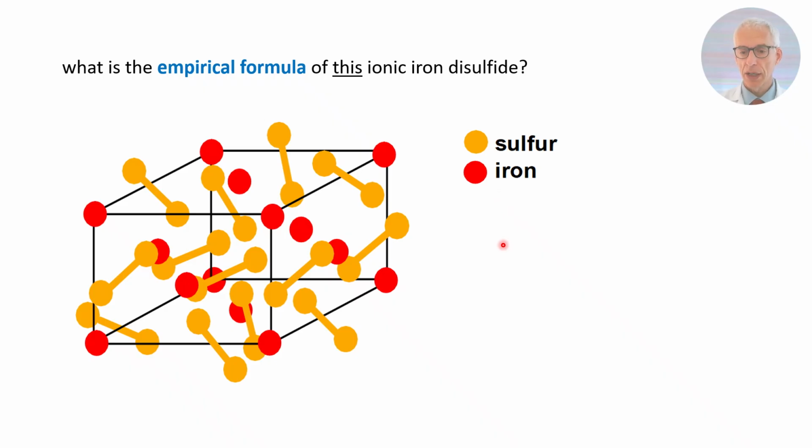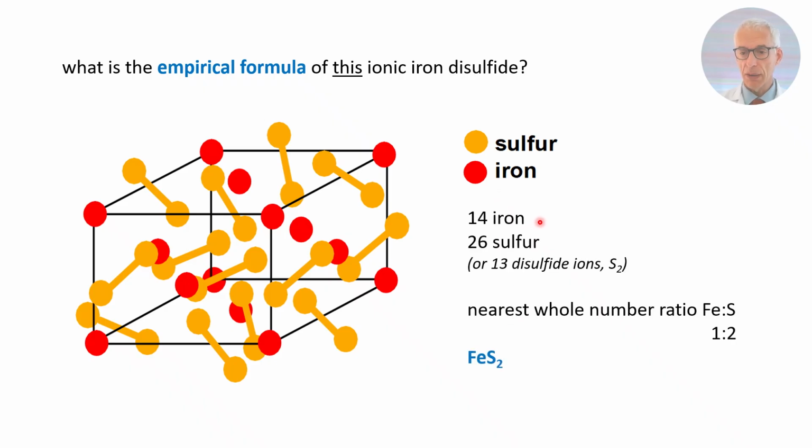Okay, so I'm going to restart. I count up 14 iron particles, 26 separate sulfurs or 13 pairs called disulfides. So we've got 14 iron to 26 sulfur, which makes the nearest whole number ratio 1 to 2, the empirical formula FeS2.